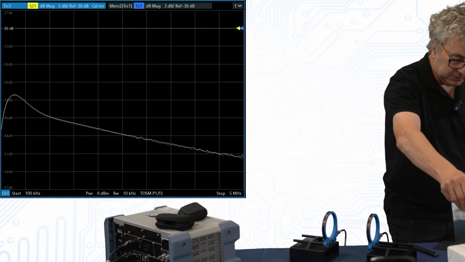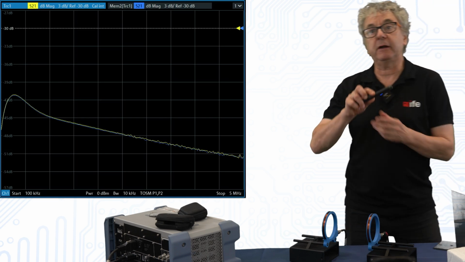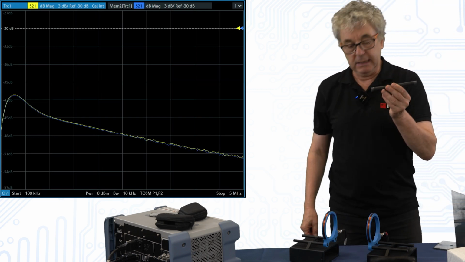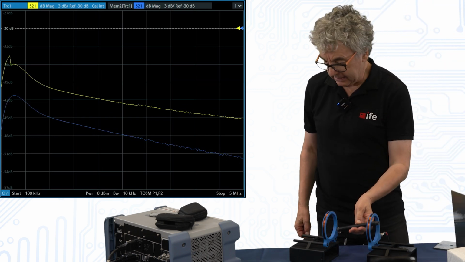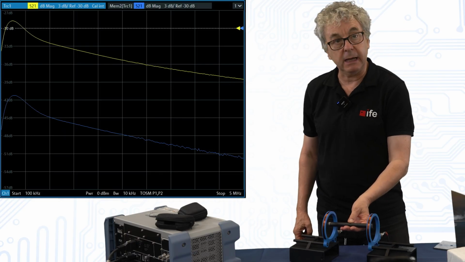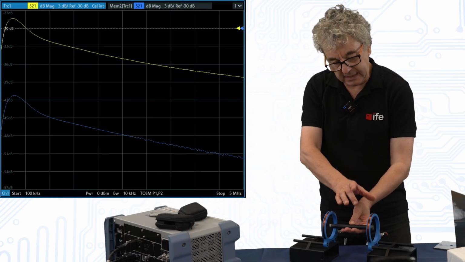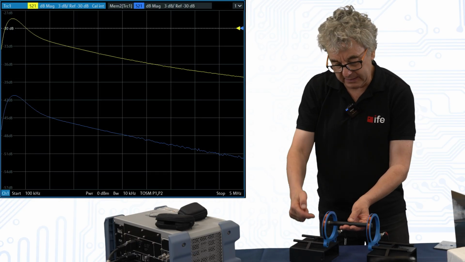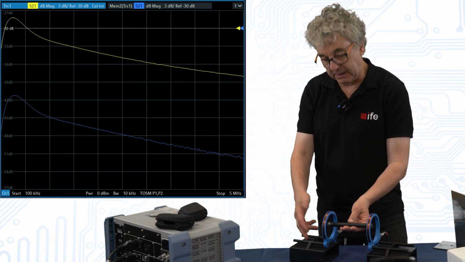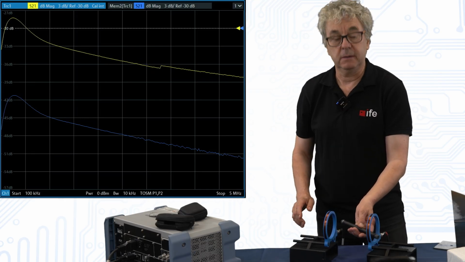Now let's put some other materials. For example, this is a ferrite. Ferrite has a high permeability, and if we put this in here, we see the signal going massively up. The reason is the magnetic field is guided within the ferrite to the other, and that's why the coupling increases.